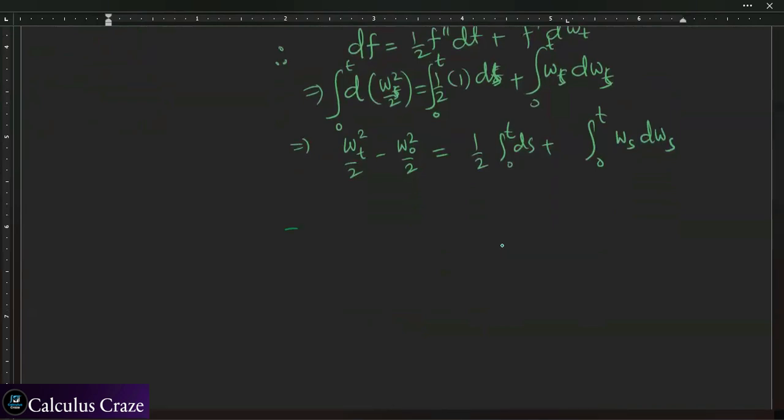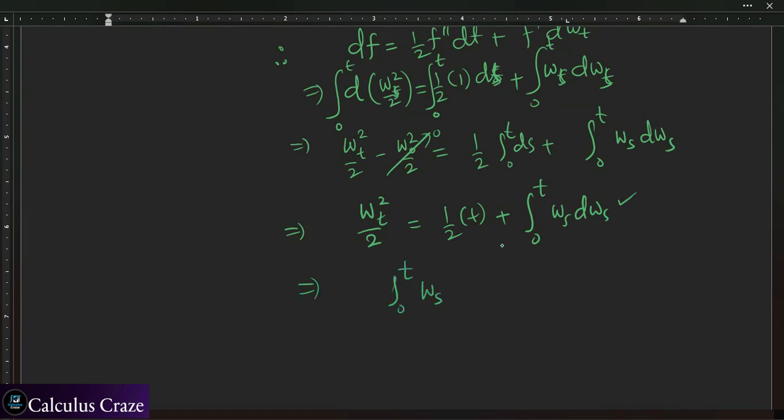But we know that Brownian motion at time 0 is 0. So this is going to be w sub t squared by 2 equal to 1/2 times t plus the integral 0 to t w sub s dw sub s, right? My task was to calculate this quantity, so I can rearrange this to get the integral 0 to t w sub s dw sub s equal to w sub t squared by 2 minus 1/2 t.